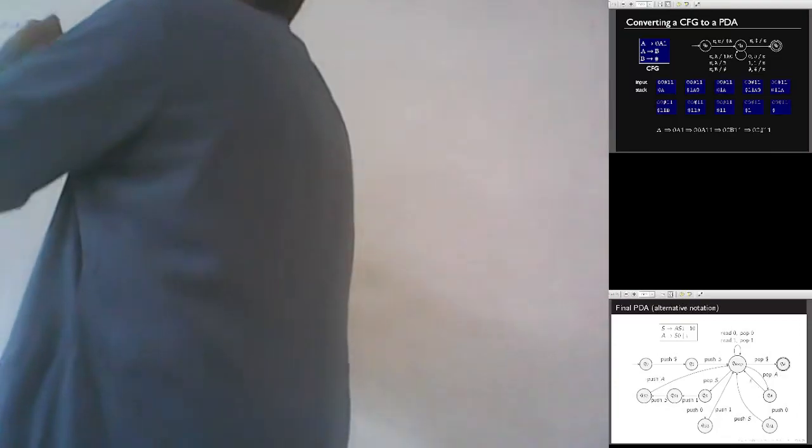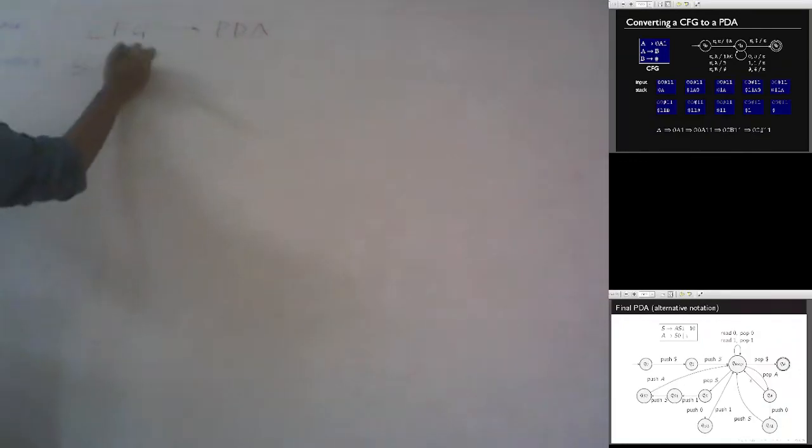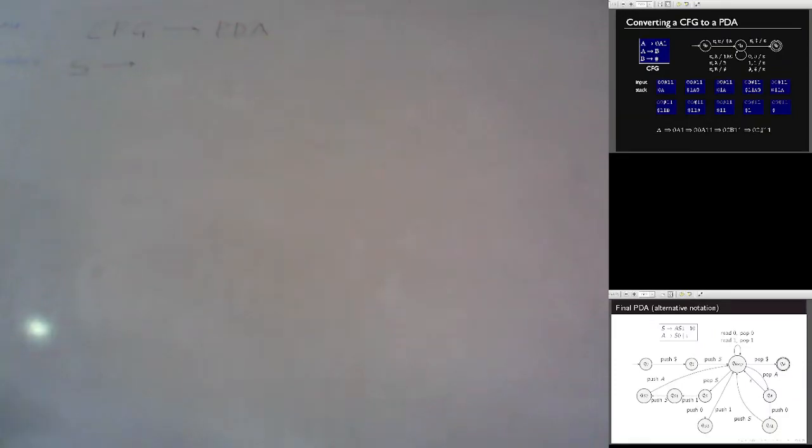Actually, which notation would you prefer? Should I use the words, or should I use the triple of words? Okay, let's go with the words. Let's make up a context-free grammar. Anyone have any suggestions? So S can produce something. What should it produce? It could be anything really. Do we have any nice examples here?